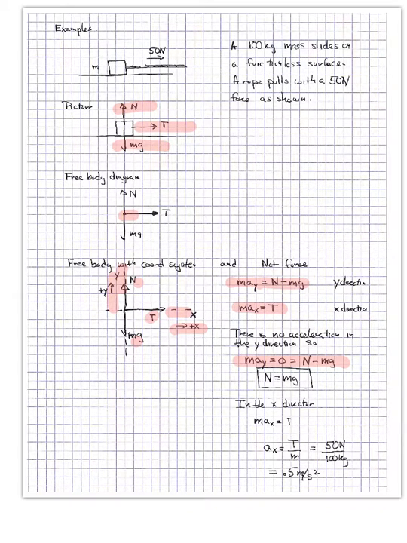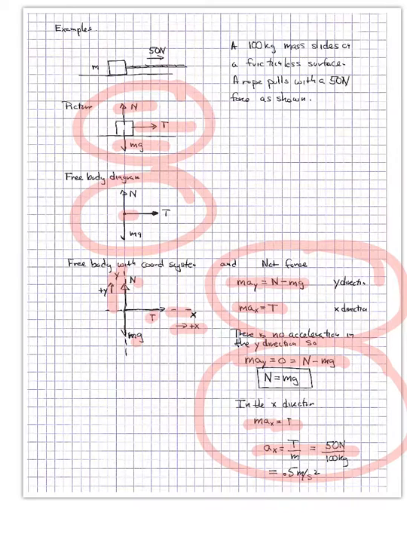Now, in the x direction, it's even simpler. I don't know the acceleration in the x direction, but that's what I'm trying to find. So I can just solve for ax. ax is the tension over the mass, or 50 newtons over 100 kilograms. That's half a meter per second squared. Beautiful, simple problem. Look, we drew the picture, we drew the free body diagram, we wrote the forces, we solved. Every problem is going to look like that.